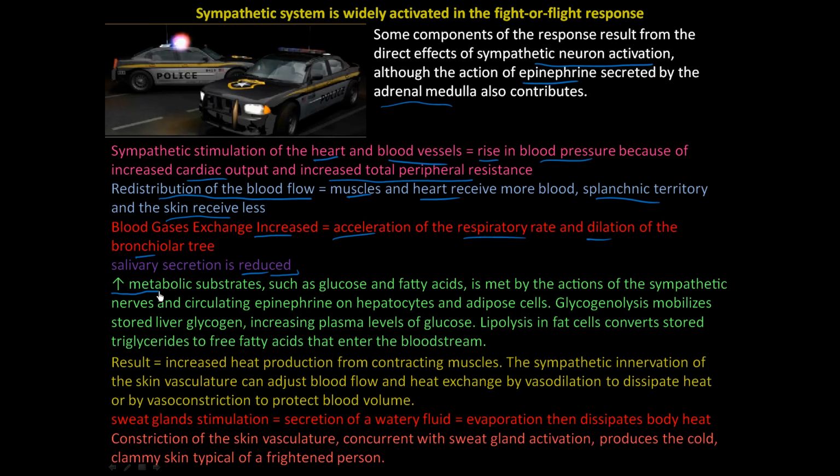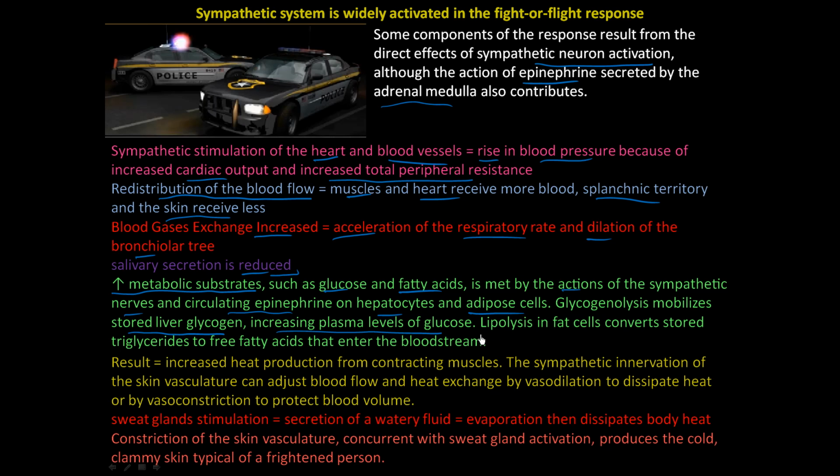You're going to have increased metabolic substrates. So glucose, fatty acids, they're going to be needed by the muscles and the other parts that are undergoing increased cellular respiration. And so the metabolic substrates that are needed are met by the actions of the sympathetic nerves and circulating epinephrine on hepatocytes and adipose tissues. So glycogenolysis mobilizes stored glycogen from the liver and increases the plasma levels of glucose.